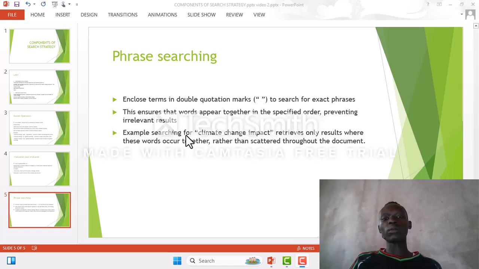For example, when we are searching for climate change impact and we put quotation marks like this, it retrieves only results where these words occur together. That means anywhere you're finding this information, it will only retrieve results where these words occur together, like climate change impact, rather than scattered throughout the document. Climate somewhere, change in the middle, then impact again at the beginning. You get it? So that is basically phrase searching.